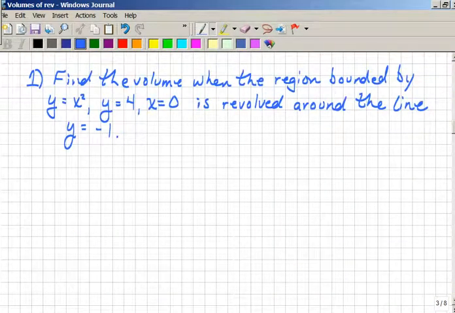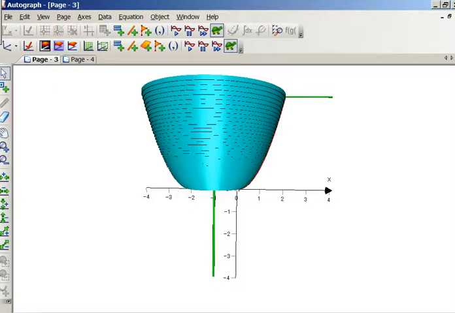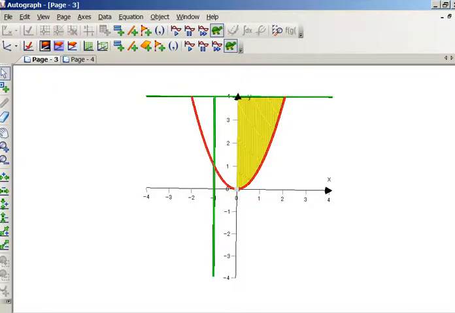Here's our first example. Find the volume when the region bounded by y equals x squared, which you're familiar with, y equals 4, x equals 0 is revolved around the line y equals -1. Okay, let's take a look at that graph. The region that we're talking about that's bounded is, again, the yellow region. It's trapped by y equals x squared, the red curve, the line y equals 4 across the top, and the y-axis. So we had that region in the first quadrant.